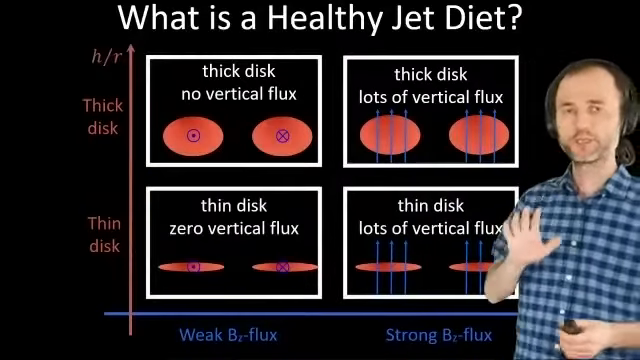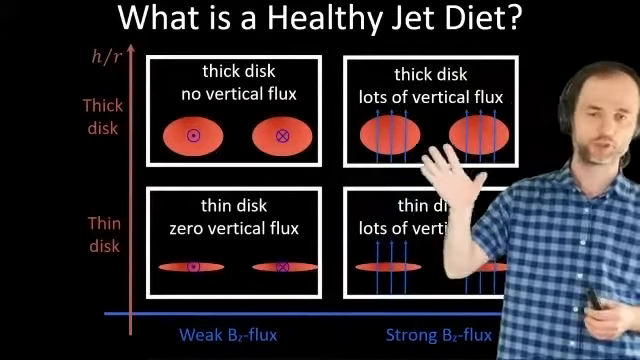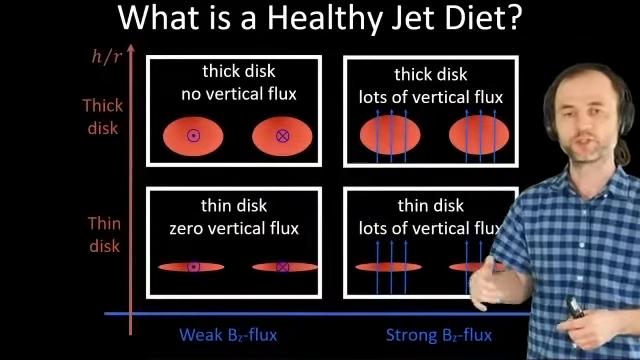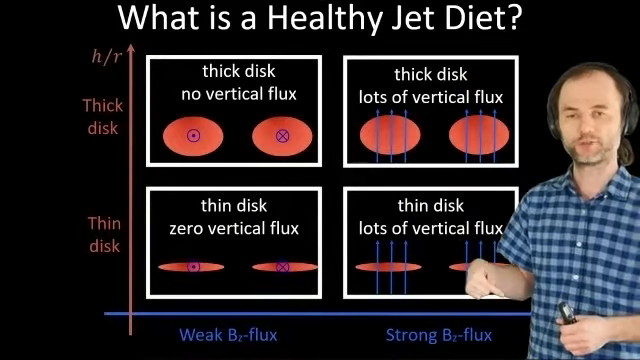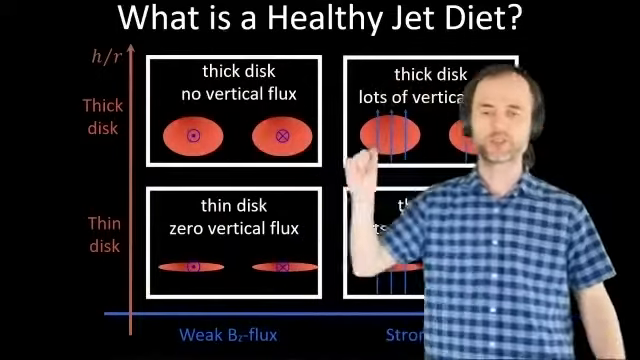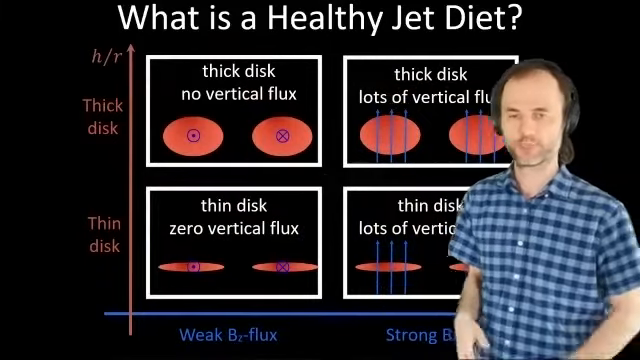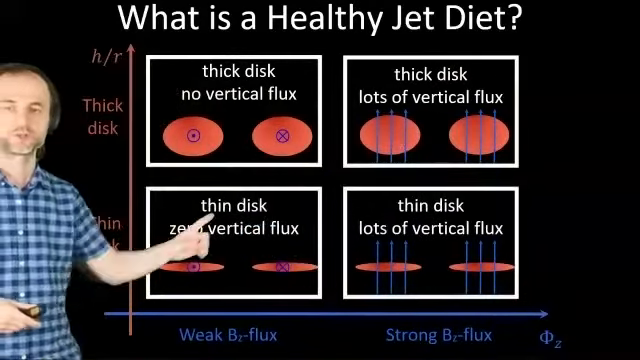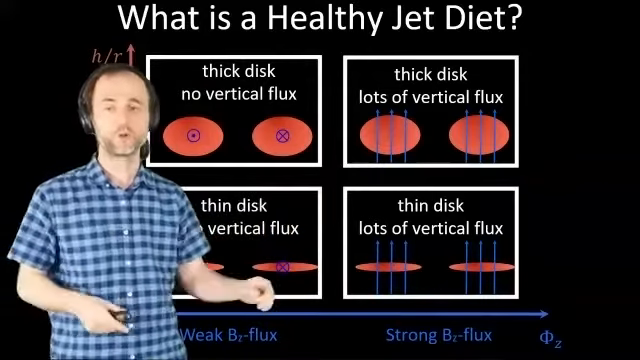So I'm going to be investigating how the jets could be produced in this 2-dimensional space. On the x-axis, I'm going to be plotting the strength of the vertical field. So strong vertical B field is on the right, weak on the left, and along the vertical axis is the thickness of the disk. So thick disks are at the top and thin disks are at the bottom. The easiest place for jet production is in the top right of this figure. That's because thick disks have an easier time holding onto the magnetic flux and bringing it to the black hole.